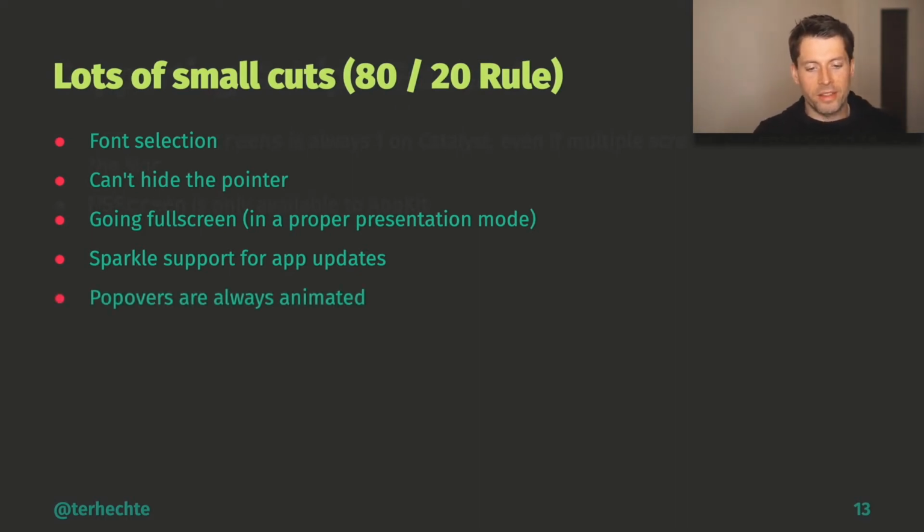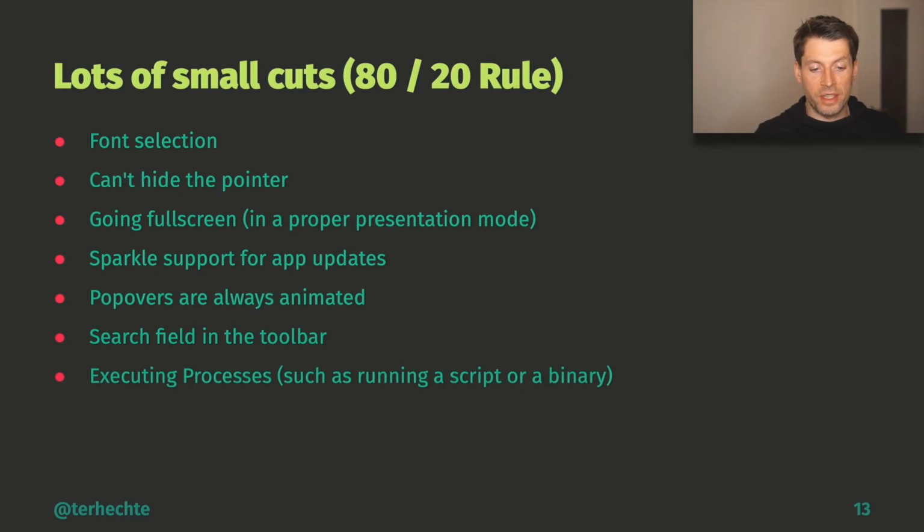And then here's a funny one. The popovers you display in your app always open animated within Catalyst, even if you say animated false. And it took some trickery to disable that because I didn't want them to open in an animated way, because there's a delay that makes it all a bit slow. If you want a search field in the toolbar, that isn't that easy.